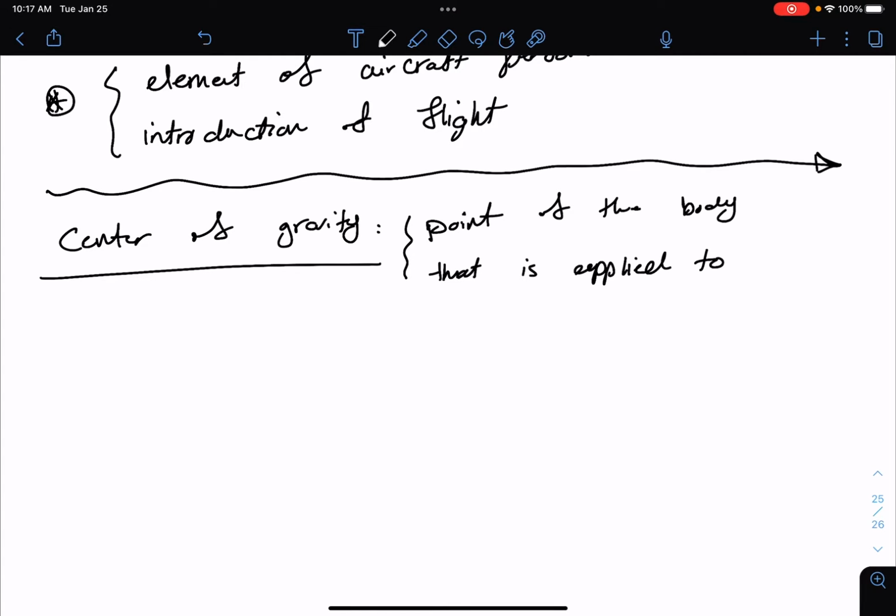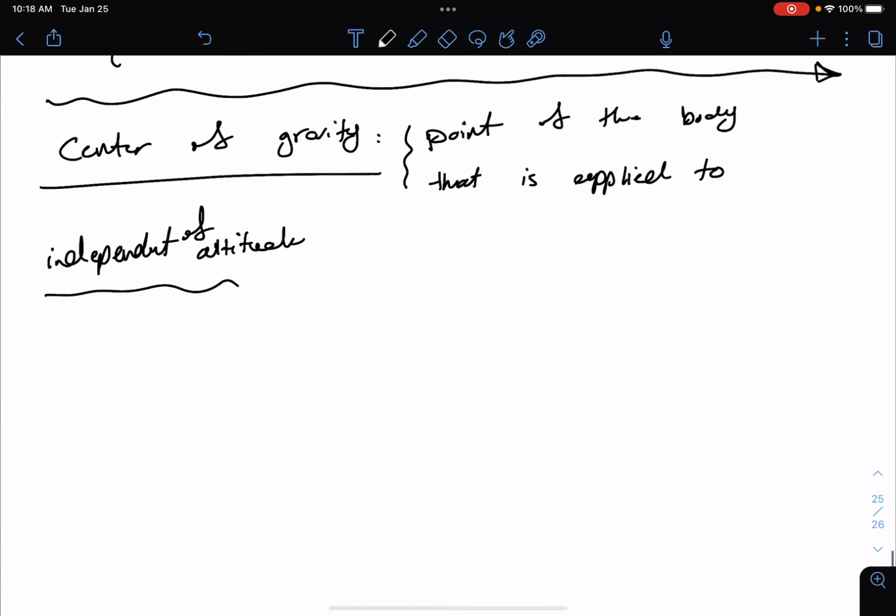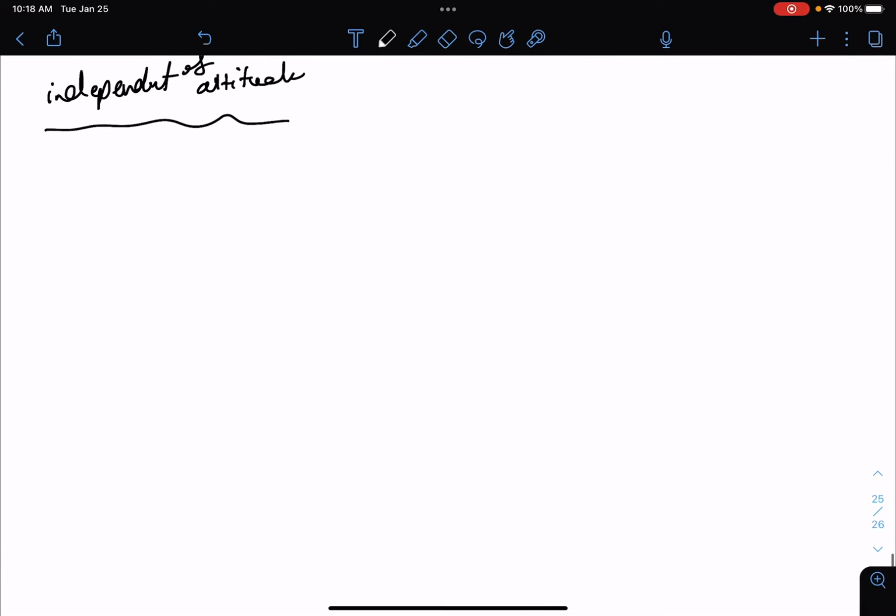So essentially, I have the official definition here as well: the point through which the resultant force of partial weights act, which is going to be independent of altitude, of the airplane, right? But how can we find this location?